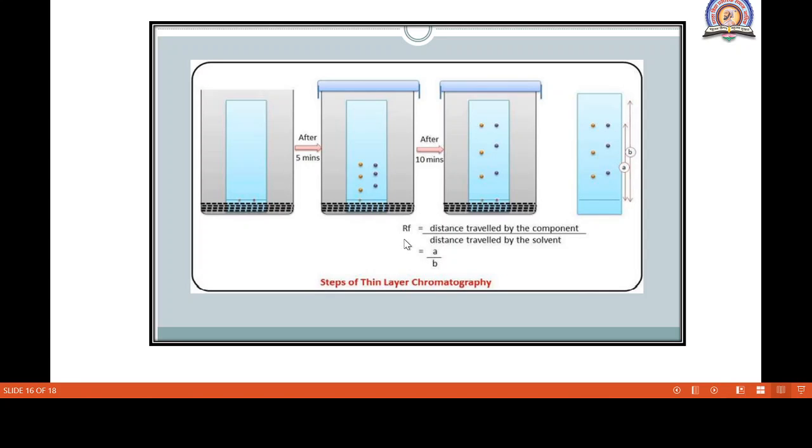This Rf is called the retention factor. It is the distance traveled by the component divided by the distance traveled by the solvent, that is A upon B, and we get this Rf value, the retention factor. This retention factor is always less than 1, it is never more than 1.